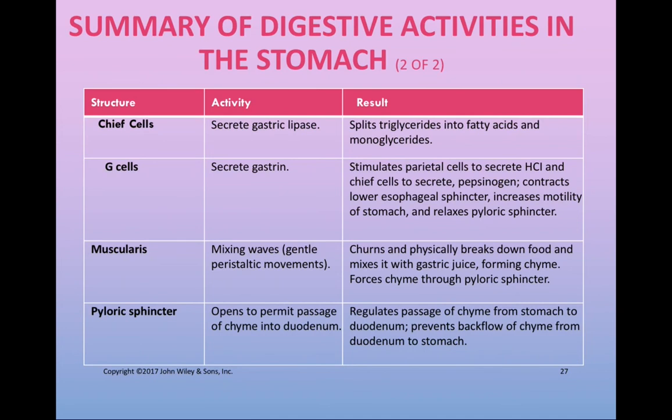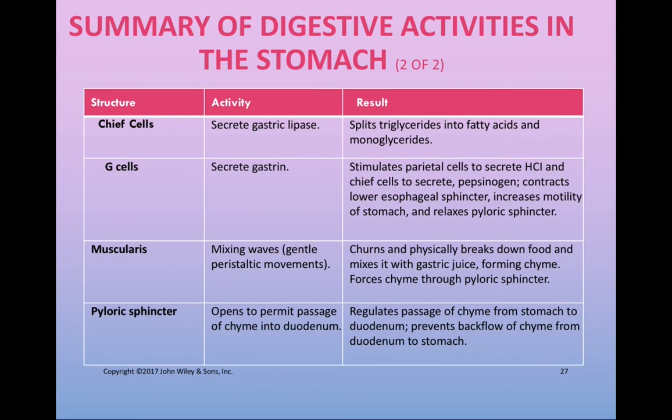The G cells release the hormone known as gastrin, and I mentioned earlier that gastrin is going to facilitate the gastric phase of digestion. This is when the stomach activity is going to pick up and accelerate digestion in the stomach specifically. 3 events that are taking place during the gastric phase of digestion refer to the contraction of the lower esophageal sphincter, increased stomach motility, and the relaxation of the pyloric sphincter.